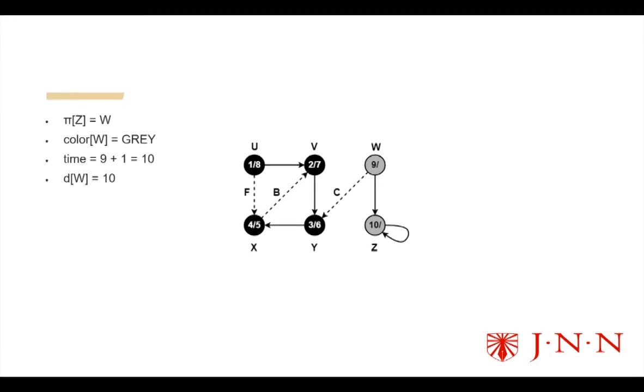The color of w is already gray, and now it is going to travel to the new node, z. That is turned from white to gray, and the variable pi, the predecessor variable, the predecessor of z is equal to w, and that predecessor weight is 9. One unit of time is incremented for visiting the new node, and the destination weight now is equal to 10.